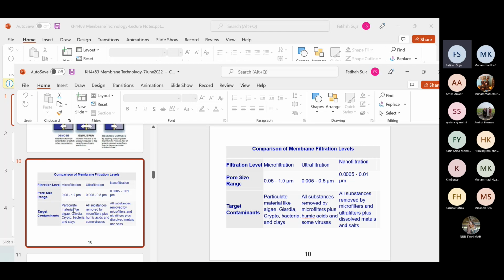So what are the target contaminants? When you decide on the membrane filtration level based on the characteristics of the water source that you have, then you will determine the target contaminants. So membrane filtration is a very important process, especially for industries.